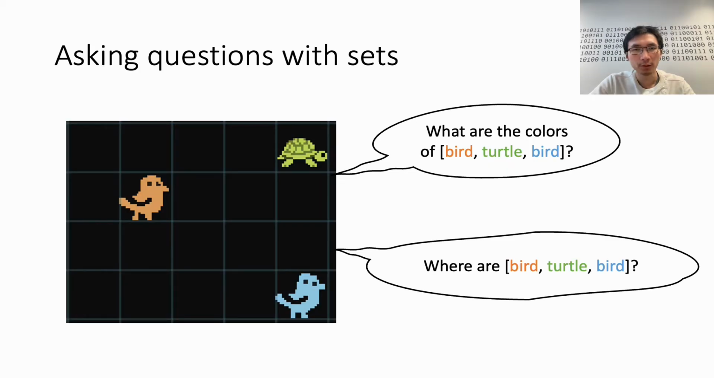For a given image we can ask different questions like what are the colors of bird, turtle, bird, or where are the locations of bird, turtle, bird. And we can ask the same questions in different orders. And actually there's many different orders in which we can ask them, but for all of these different orders we expect that this answer should be the same, or at least the same up to some permutation.